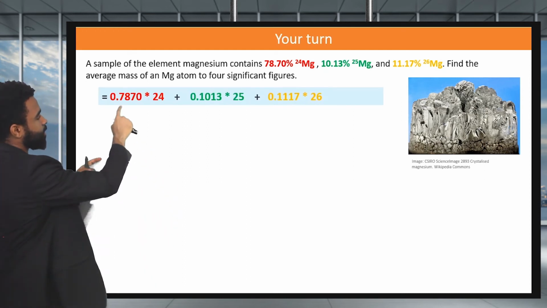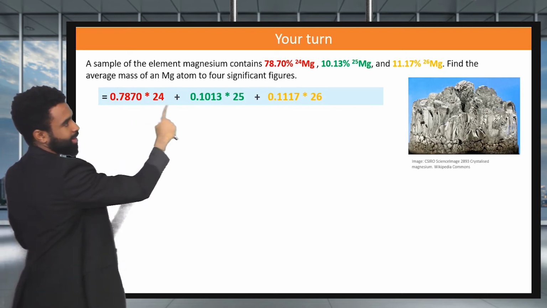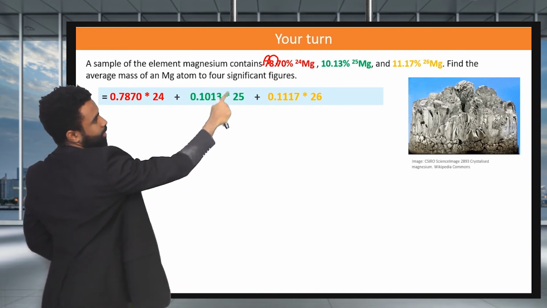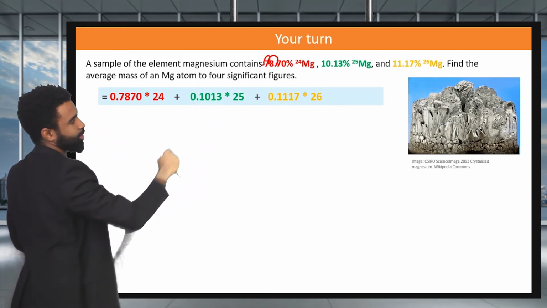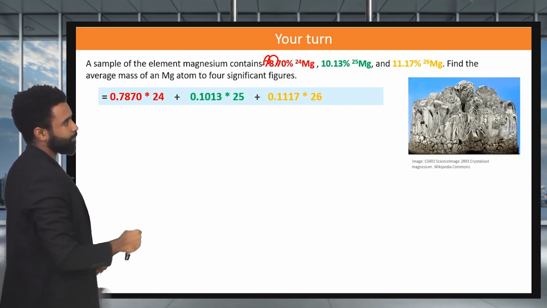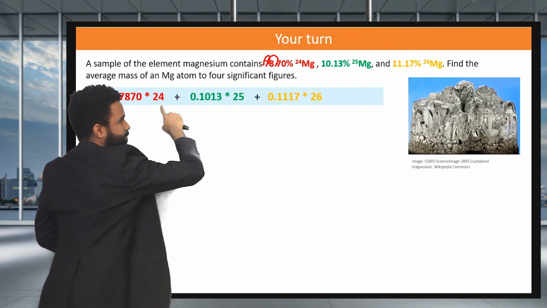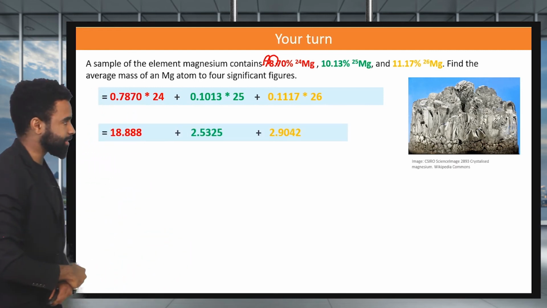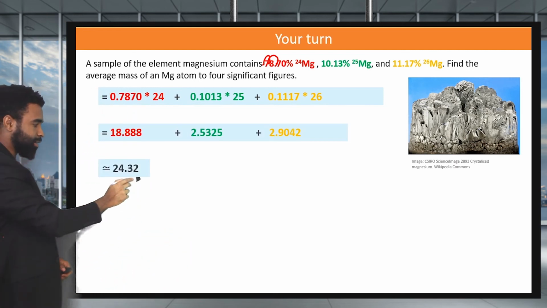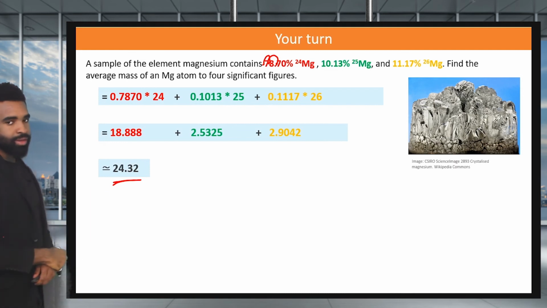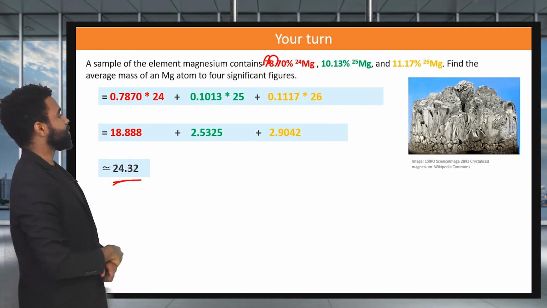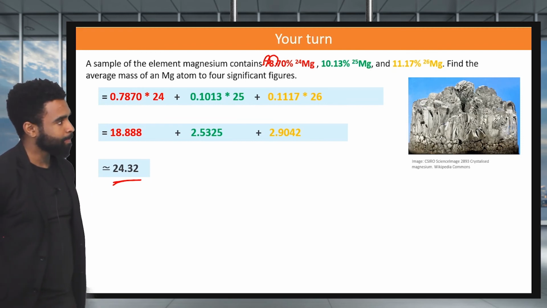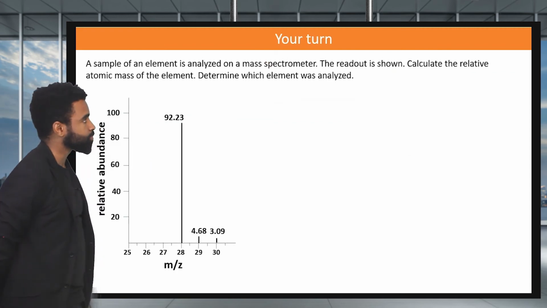So here we have now 0.7870, that's the first percentage as a decimal. We just move the decimal place 2 places back. This one is that as a decimal, move the decimal point 2 places back, and that one as well. And we multiply each by its respective mass number, 24, 25, and 26. We plug this into our calculator, and we get these values and a final answer of 24.32. That is our relative atomic mass then, or that's the average mass of a magnesium atom to 4 sig figs. Nice. Let's try another one.